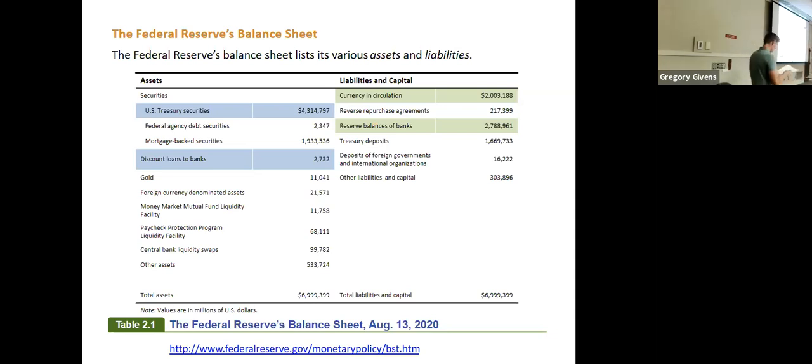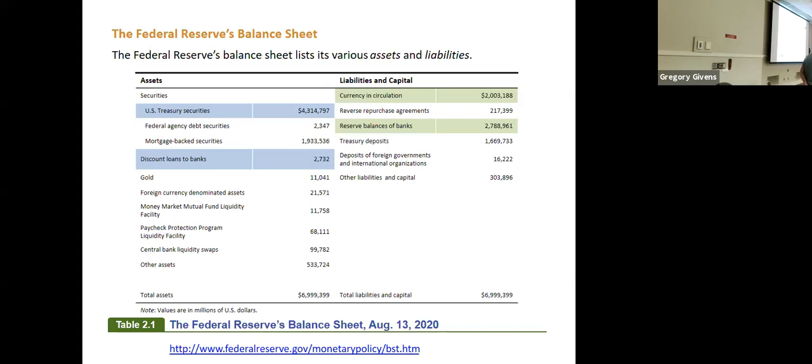So currency in circulation and reserve balances are the two main Federal Reserve liabilities. There are a few others I want to point out that we're going to come back to later in the semester. One is Treasury deposits. The Fed is the bank for the U.S. Treasury. When you pay your taxes, when companies pay their corporate income taxes, it goes into the Treasury's bank account held by the Federal Reserve. That totals about $1.7 trillion. Foreign governments and international organizations like the IMF, for example, have deposit accounts with the Fed. That's a liability for the Fed then.